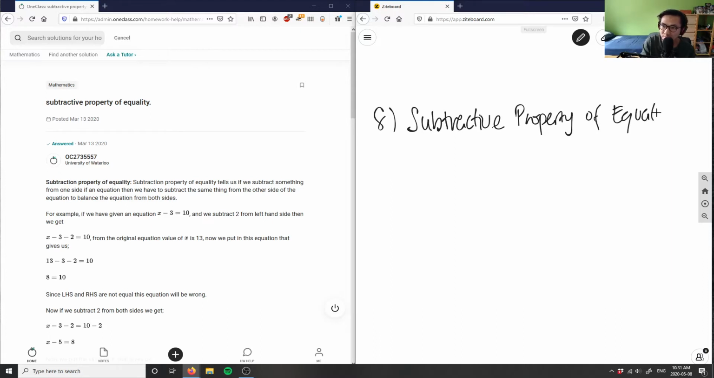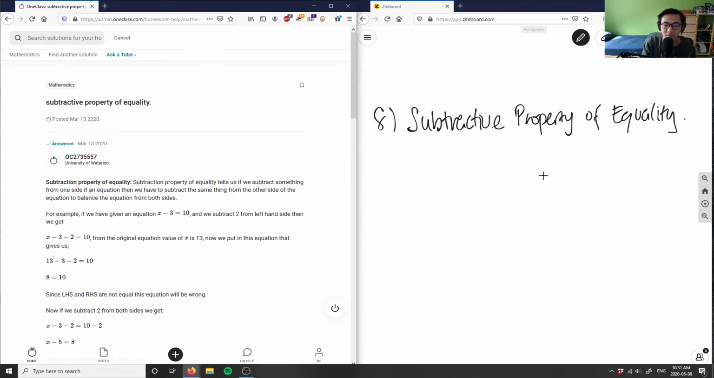But it's actually really easy when we explain it using numbers. So it's asking, what is the subtractive property of equality? Well, this student from Waterloo says that the subtraction property of equality tells us if we subtract something from one side of the equation, then we need to subtract the same thing from the other side of the equation to balance the equation for both sides.